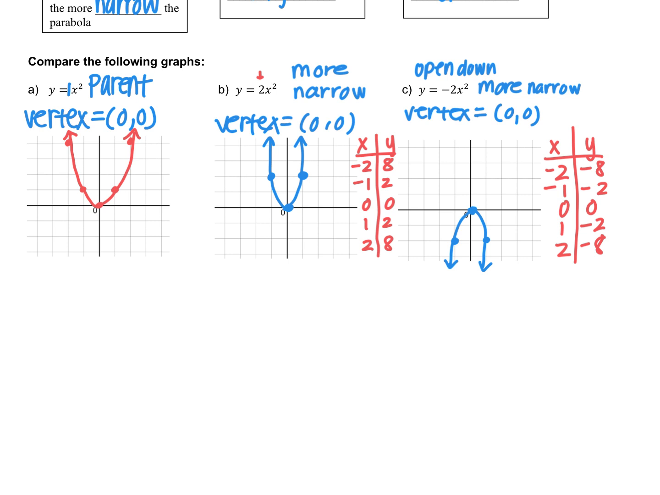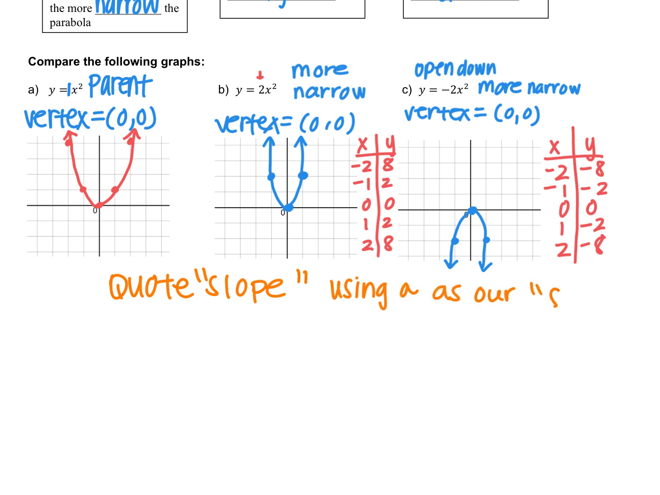I'm going to introduce you to something that Miss Leininger taught me, and I have now officially termed it as a real phrase. Beautiful. It is called "quote slope" because slope is in quotes. Okay? Quote slope is basically using A as our slope. That's what quote slope is.